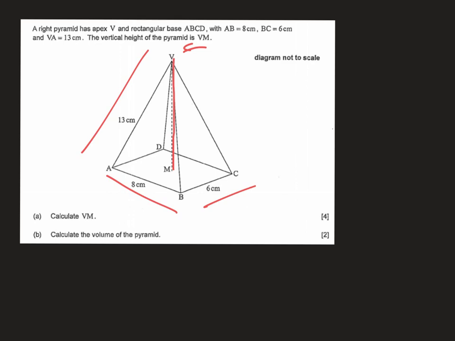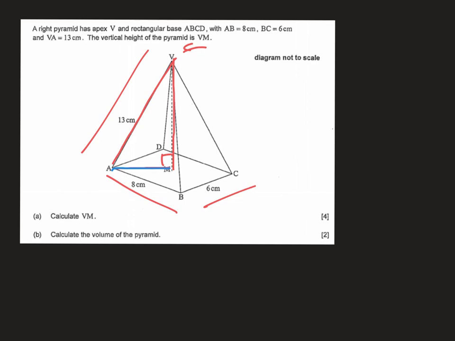So let's have a look at this. If you imagine VM dropped vertically, we can form a right angle. So you've got AM as the base, VM as the height, and AV as the hypotenuse. So what we'd want to do is use Pythagoras to work out the height. But the only way we can work out the height, MV, is if we've also got this length AM. Now at the moment we don't have that, so we can't use Pythagoras. So the question is, how can we find that?